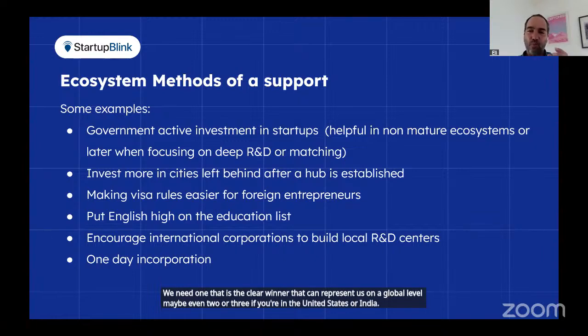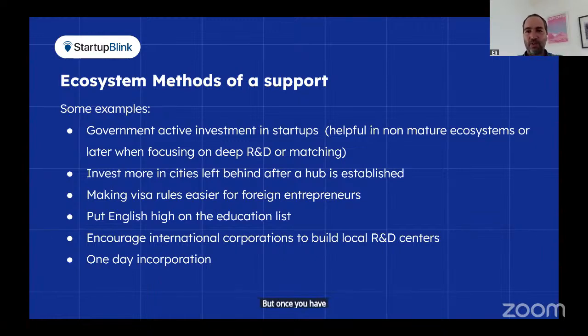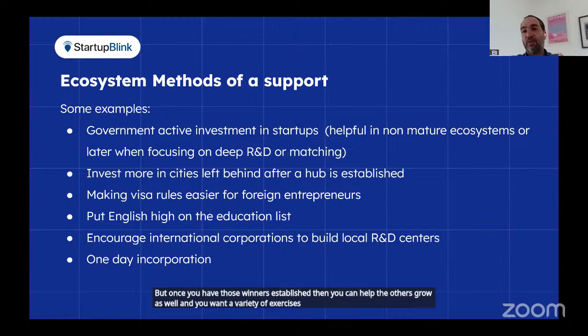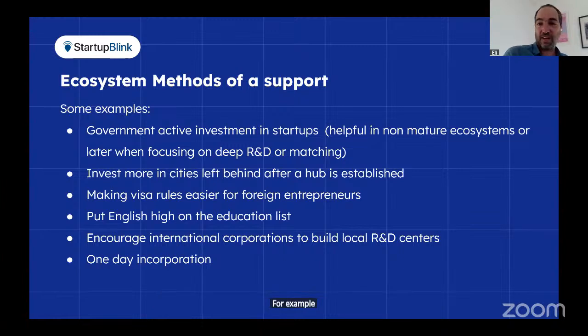But the idea is to, once you have those winners established, then you can help the others grow as well. And you want a variety of ecosystems. So it's clear that people are going to go to the winner at some point, but they don't have to go there immediately when they start the company. They can go there 1 year after, for example. And that's what we're always telling our clients.